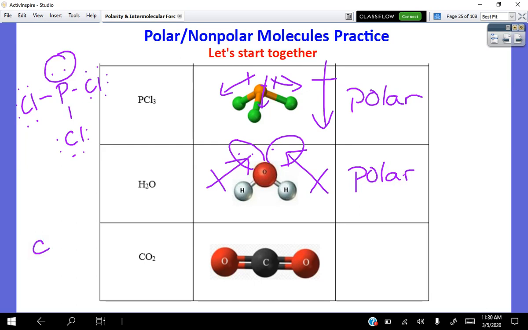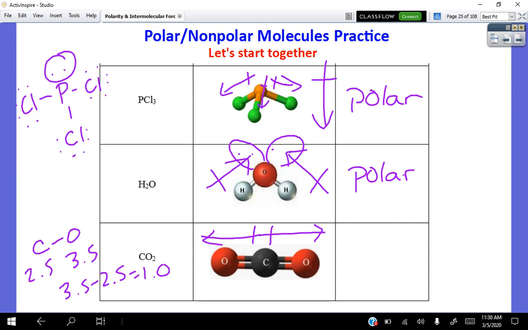If we look at the CO bond, I've got a value of 3.5 for oxygen and 2.5 for carbon. Remember, I have to subtract the smaller value from the higher value. That bond is going to be polar, and the dipoles are both going to point towards oxygen with the higher value. But here, my arrows point in equal and opposite directions. They cancel, and I end up with a nonpolar molecule.